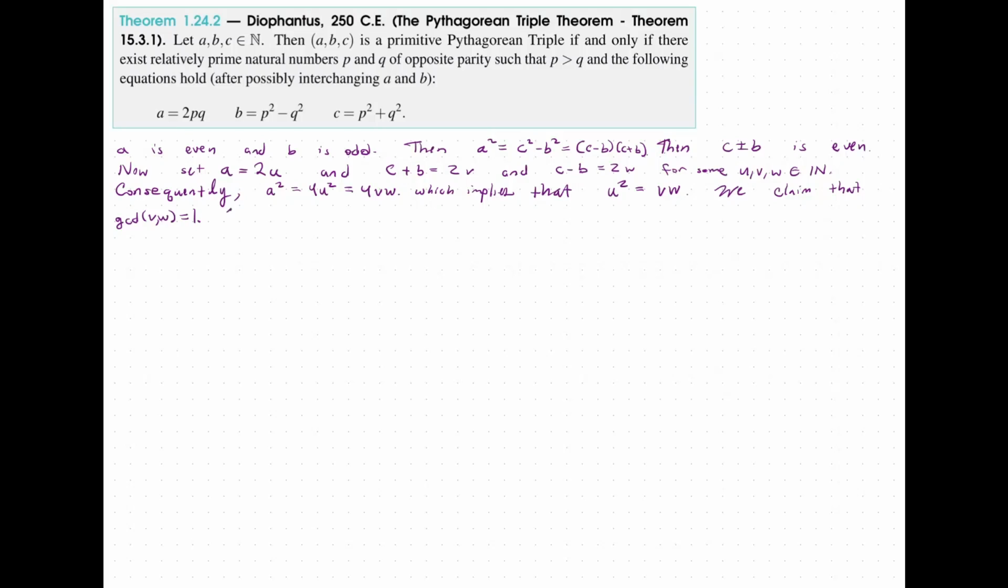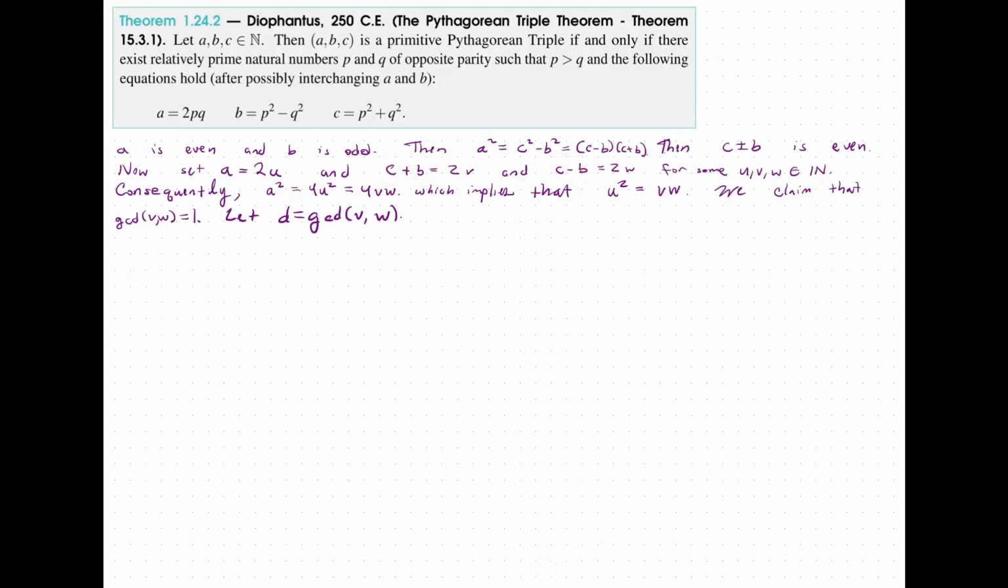So let us go ahead and take d to be the GCD of v and w. And now we're going to come up to these two equations. We have c plus b equals 2v and c minus b equals 2w. And so if we add these together, we get the following. So we add c plus b to c minus b.